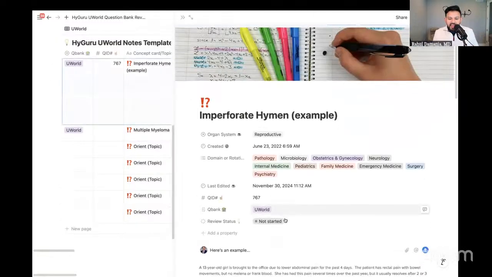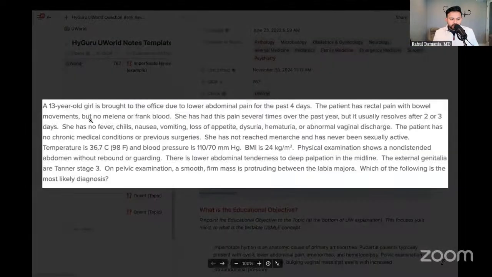Pretend as if we had a UWorld question in front of us. Let's just read through this. Which of the following is the most likely diagnosis? A 13-year-old girl is brought to the office due to lower abdominal pain for the past 4 days. The patient has rectal pain with bowel movements, but no melena or frank blood. What's the medical term here? In the HPI, this is dyschezia. She has had this pain several times over the past year, but it usually resolves after 2 or 3 days. So I always tell my students, several times a year, that is going to be recurrent pain.